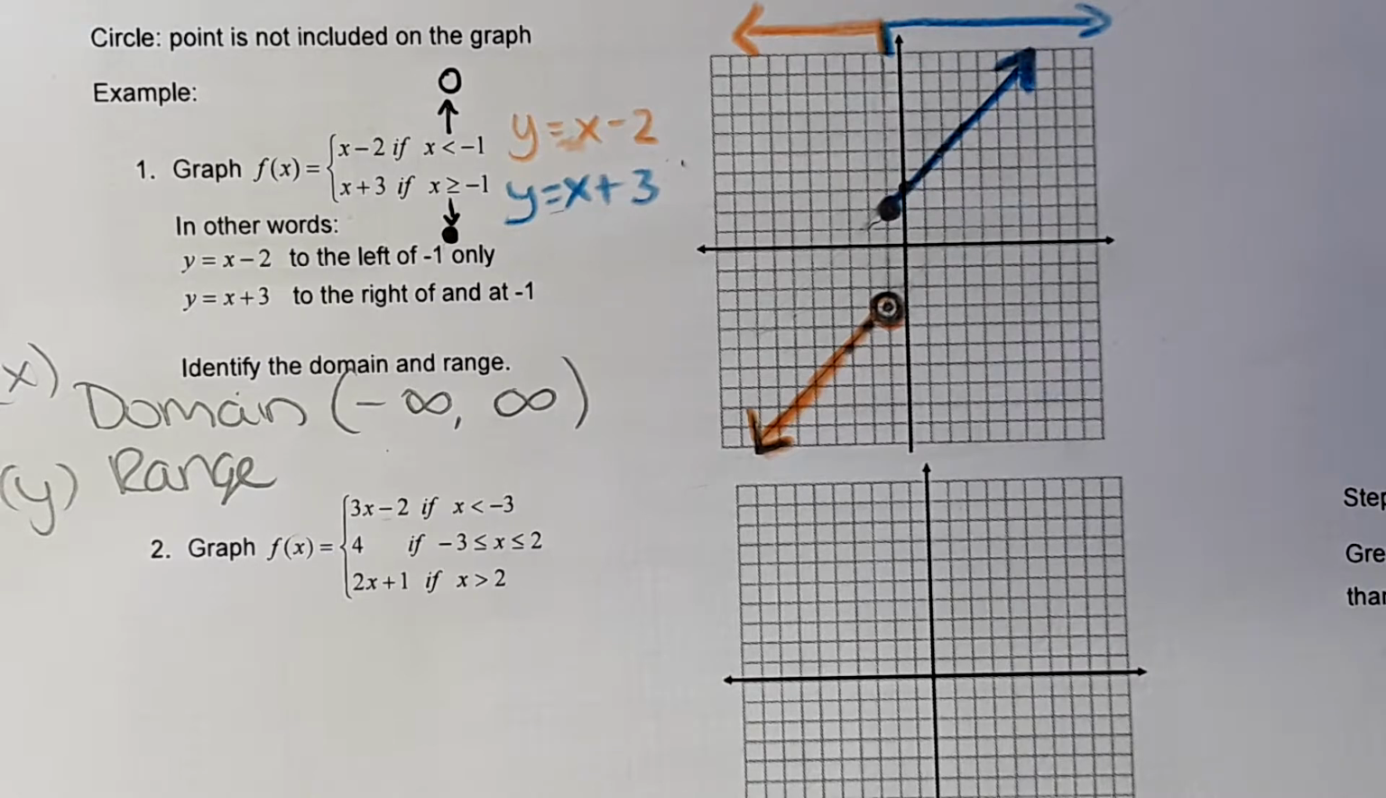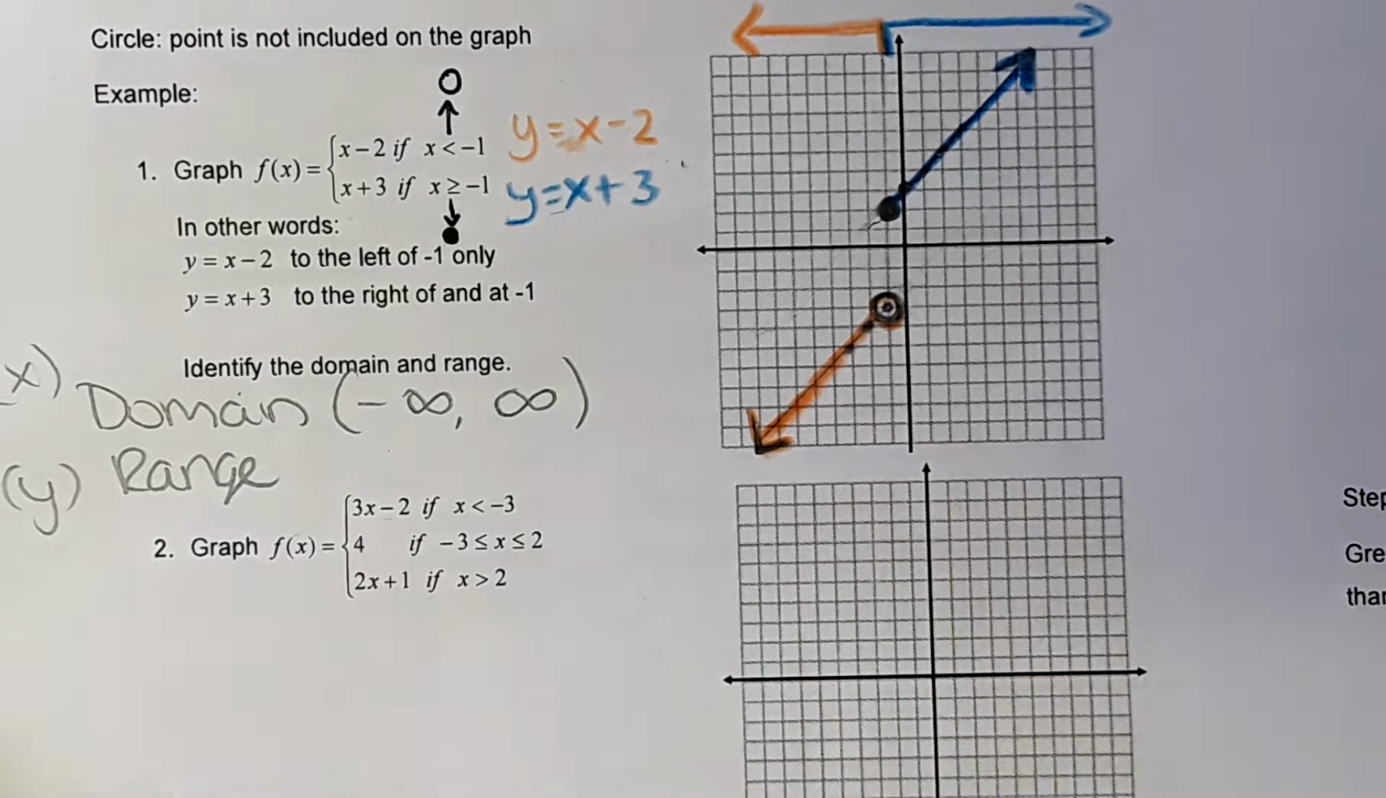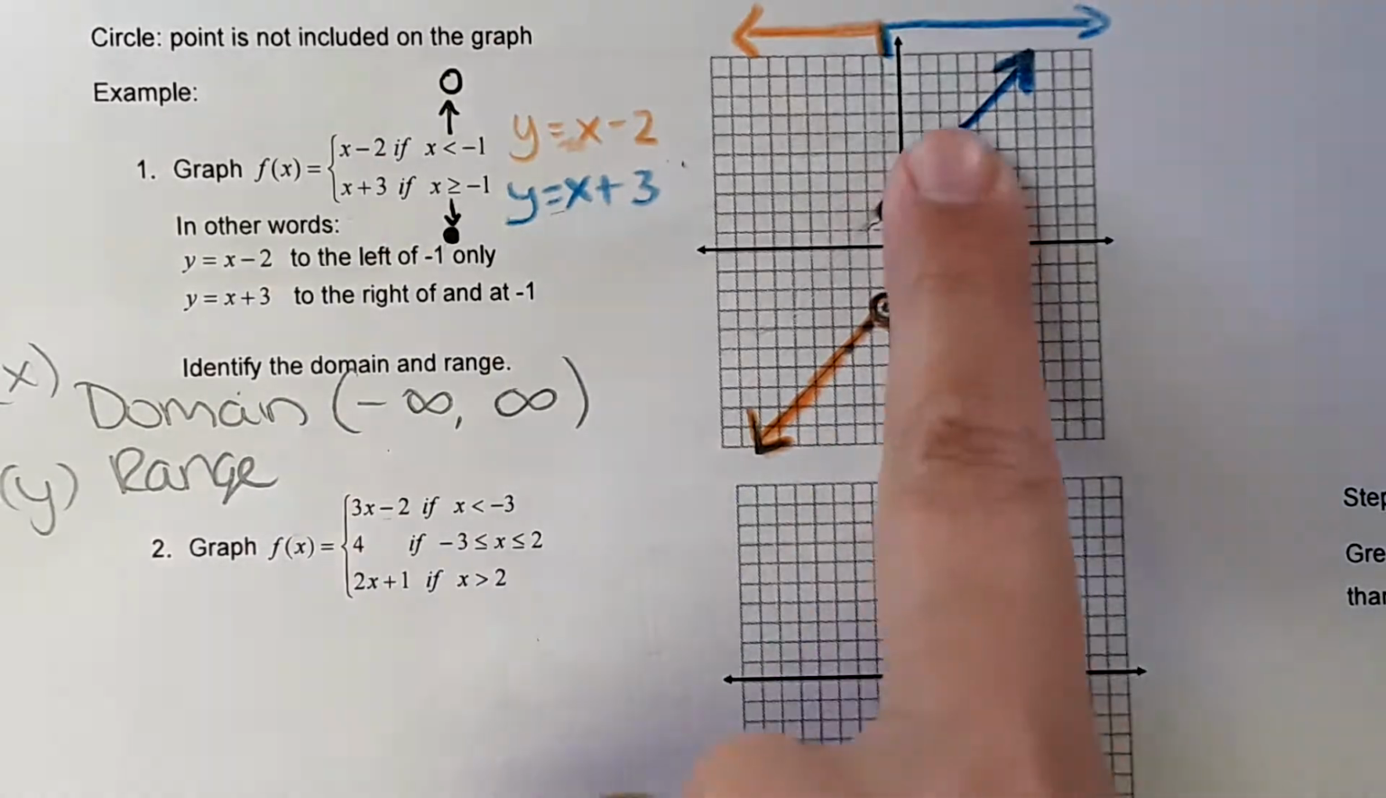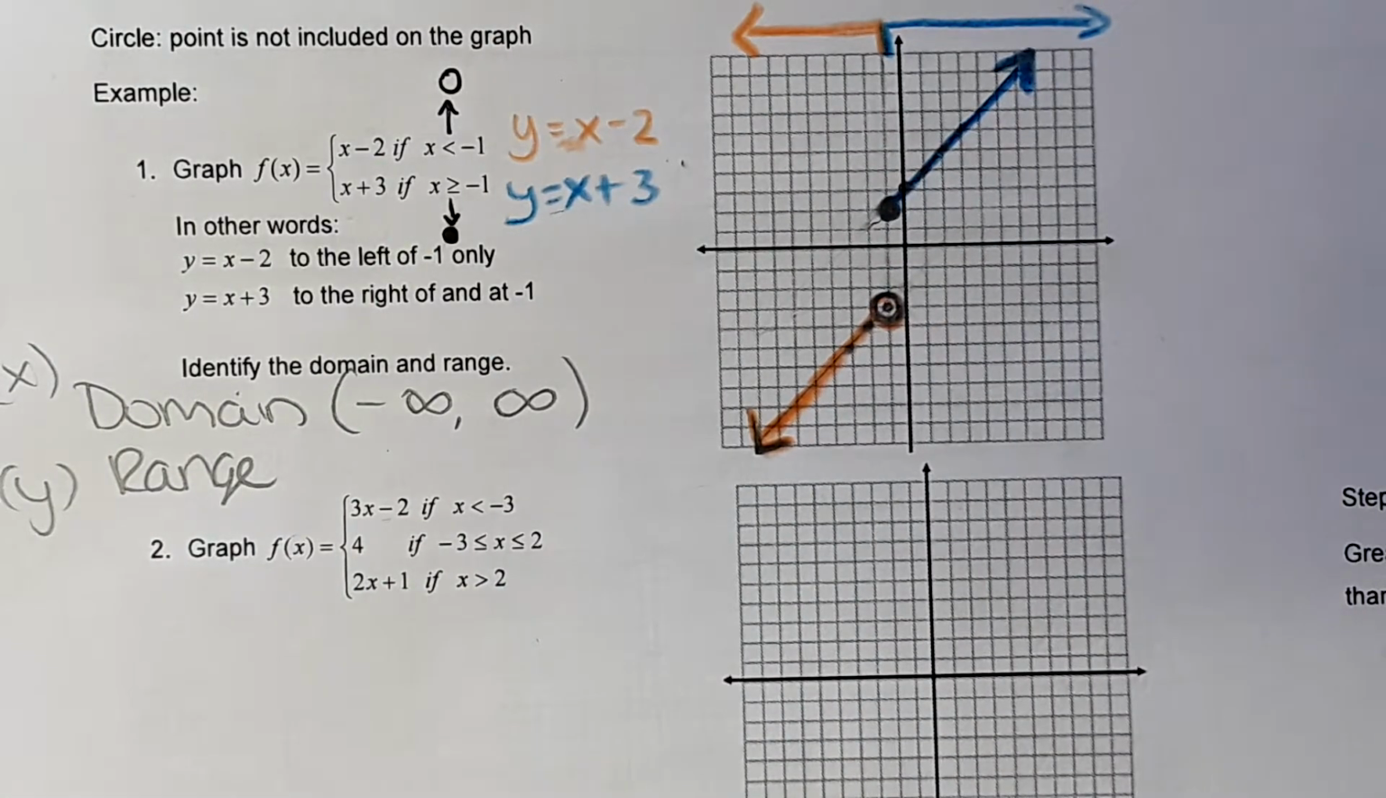Why did it go negative positive? Because it goes forever this way to infinity, and then this one goes forever this way to infinity.